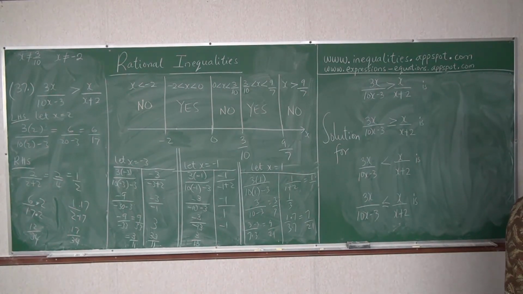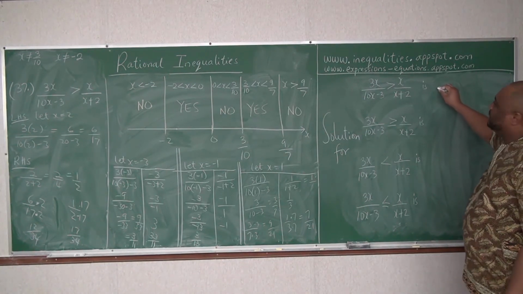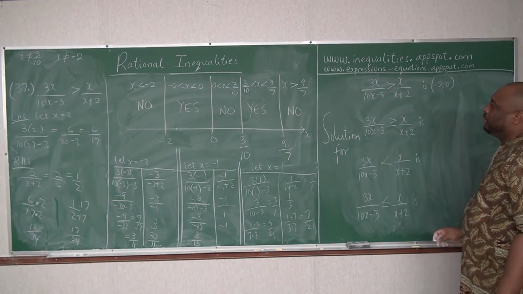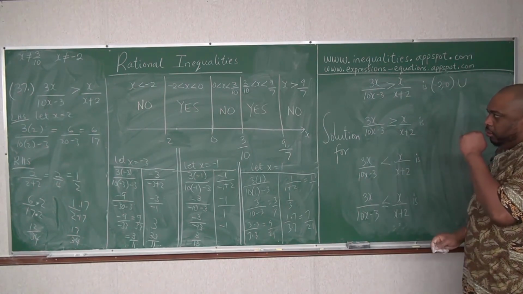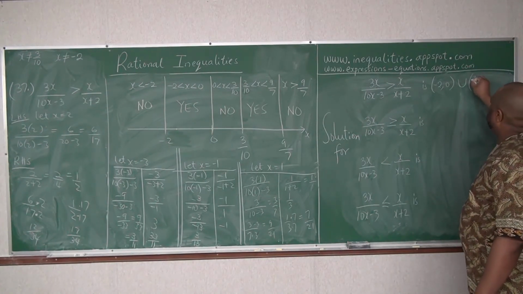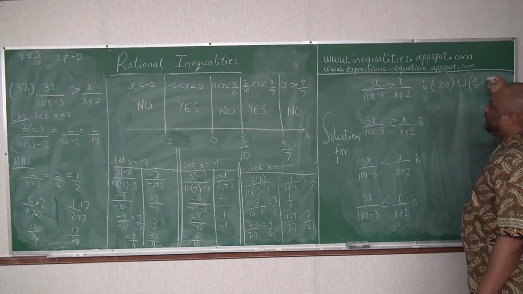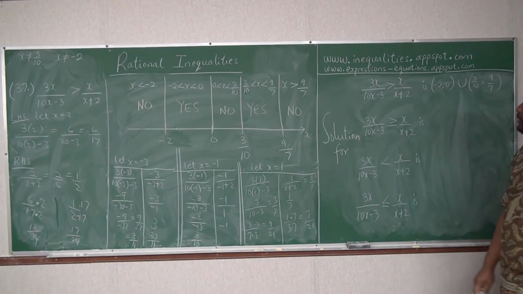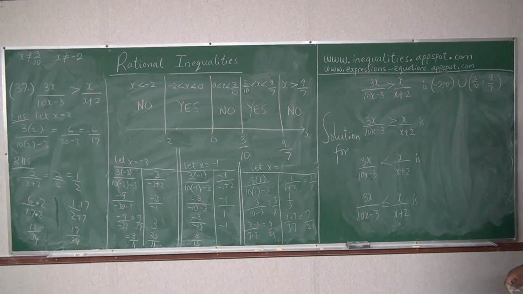Alright, the solution for the first one, we see this is parenthesis -2, 0, union, parenthesis 3 over 10, 9 over 7. Okay?